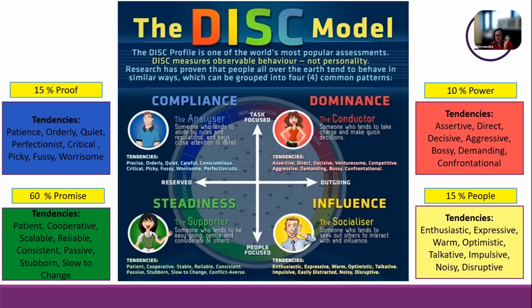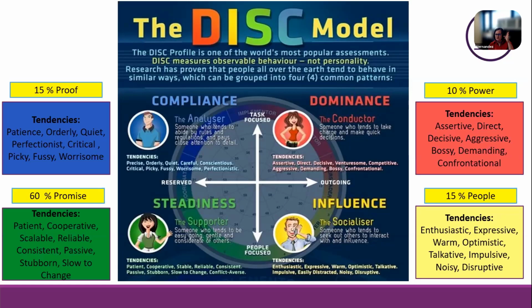Now, I'm going to divert a little bit because I didn't explain this on the other. So on the D, the 10% power that you see in the yellow square there, they relate with power. Now the I's, 15% down below, the people means they need people. They need to be around people. They need to be social. They need to not be cooped up. That's what really makes them tick. So that's what the word in the yellow means.